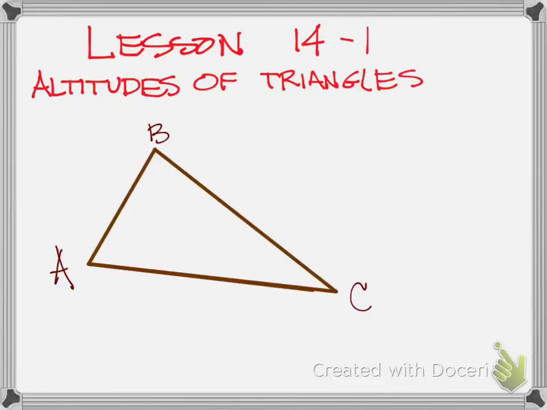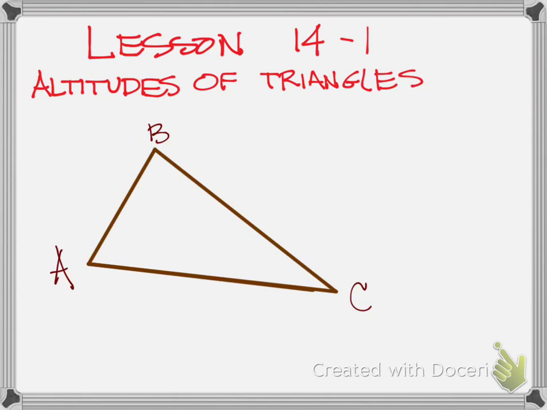Today we're going to talk about altitudes of triangles. Every triangle has three altitudes. An altitude is a segment that goes from one vertex to the opposite side, but it does so at a 90-degree angle. So sketch you a triangle that looks like the one I've got given here, triangle ABC.